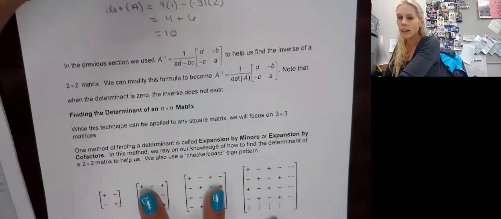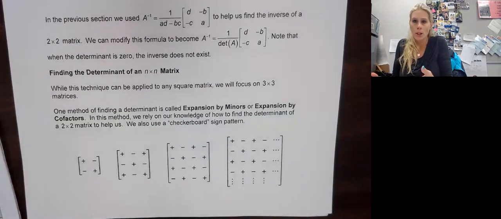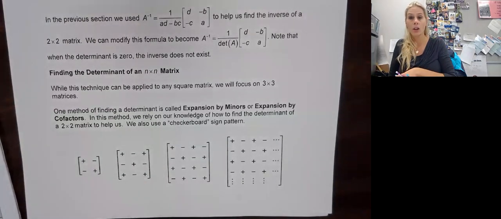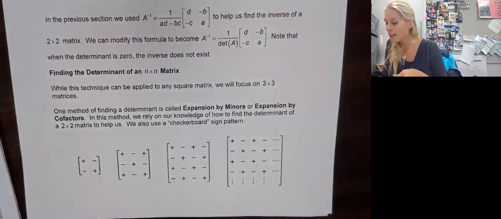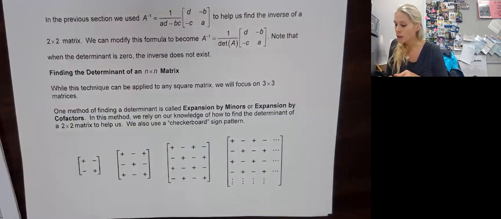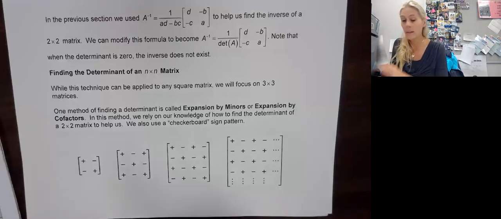So of course we have that little trick when we are doing a 2x2, but what happens when we have a larger scale? So think of an n by n matrix, okay? So one method of finding a determinant is called expansion by minors or expansion by cofactors. In this method, we rely on our knowledge of how to find the determinant of a 2x2 to help us, okay? So I want you to see the pattern here, and you'll find this will make sense when I start to go over some other things that might be involved here, okay?